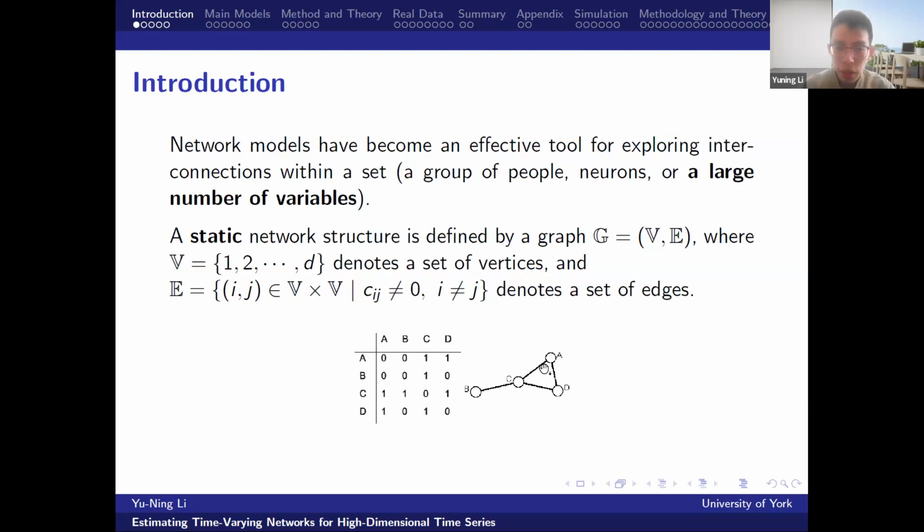A simple example here is we have 4 variables, and we can use the covariance matrix to define the link between each variable. For example, if variable A and variable D have non-zero covariance, then we draw a link between them. This is just a simple example. In this paper, we don't use covariance to define this network, but use some other matrix to define a network, and we will see it later on.